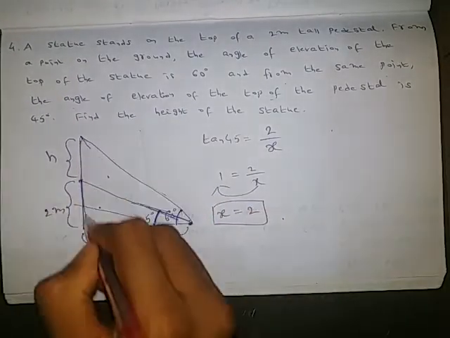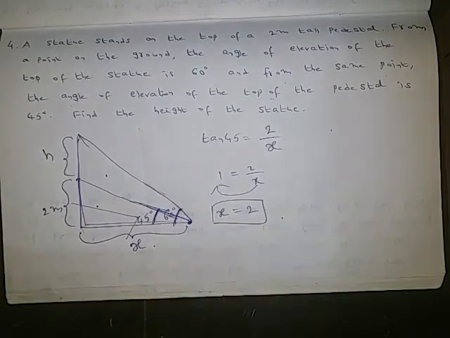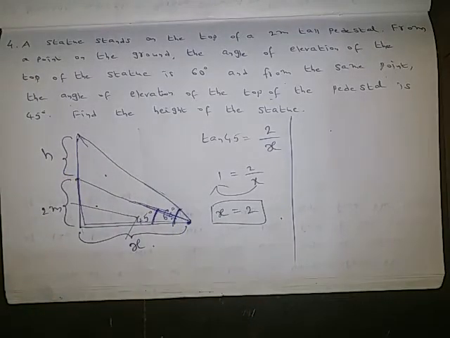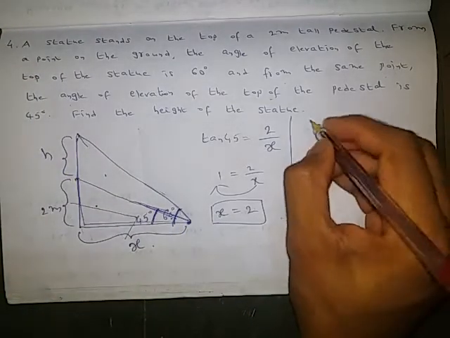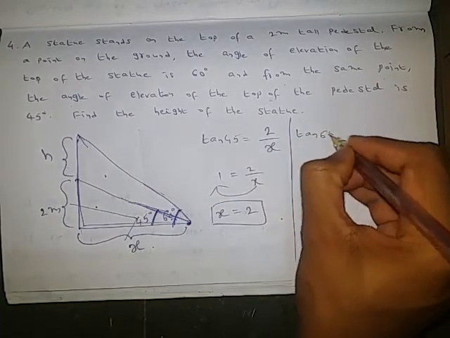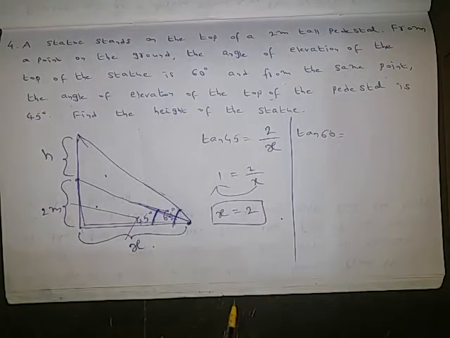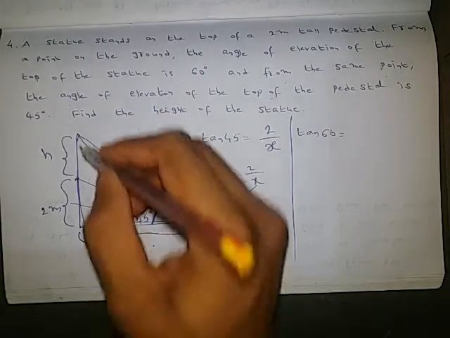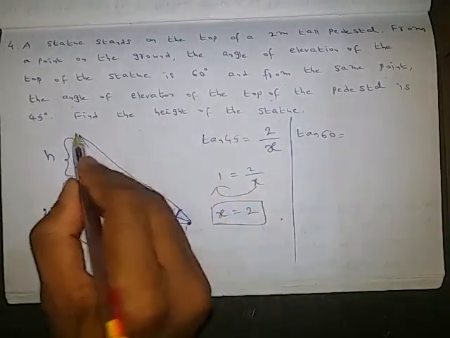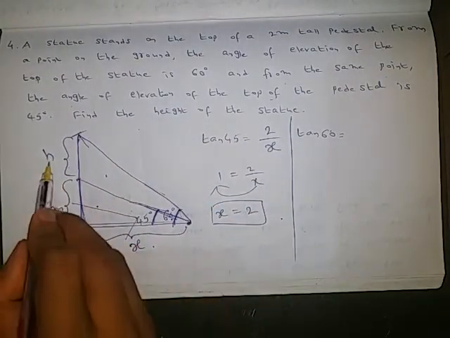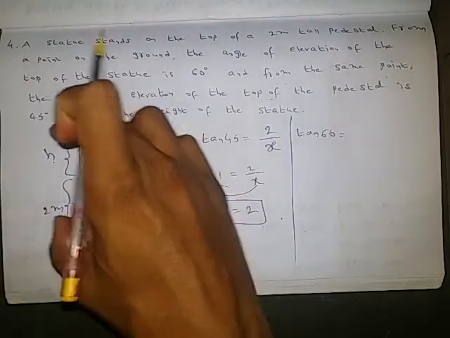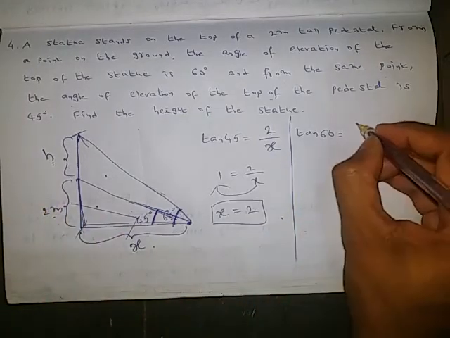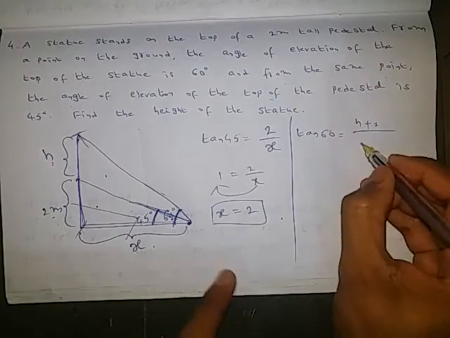Now I will take the total triangle. For this total triangle, the angle is 60 degrees. Opposite is there and adjacent is there, so opposite by adjacent, again tan only. So I am applying tan 60 equals. If you observe this clearly, the 60 degrees angle belongs to the total triangle, so from here to here it means h plus 2. This total height is nothing but the height of the statue plus the height of the pedestal, that is h plus 2, divided by the base x.